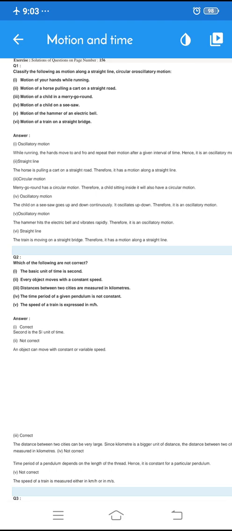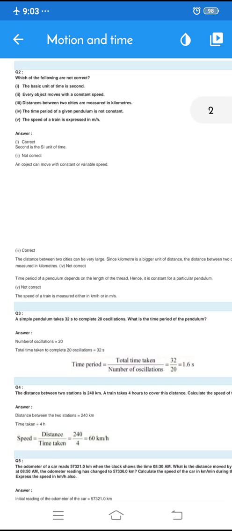Last one is motion of a train on a straight bridge. As the train is moving on a straight bridge, therefore it's a motion along a straight line. Next one is, which of the following statements are not correct? That you have to identify here. First let me read them out, then you can go for the answer.